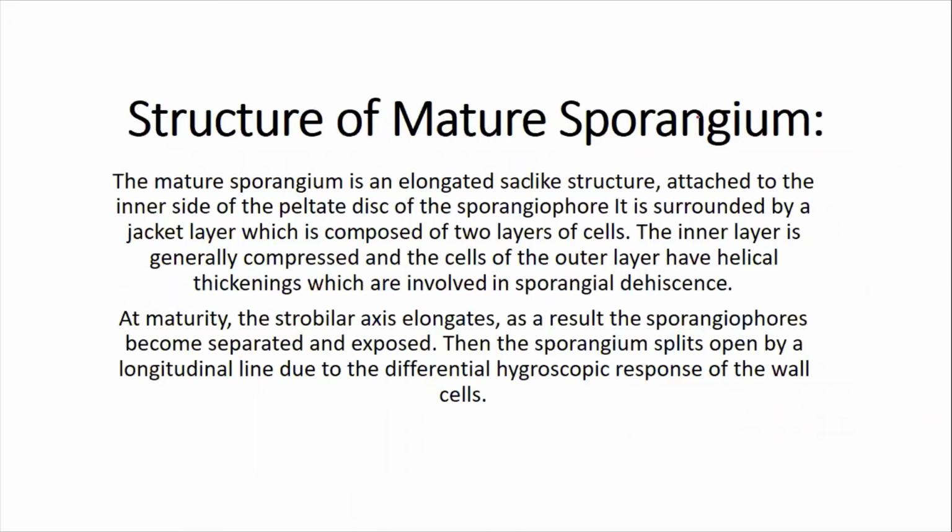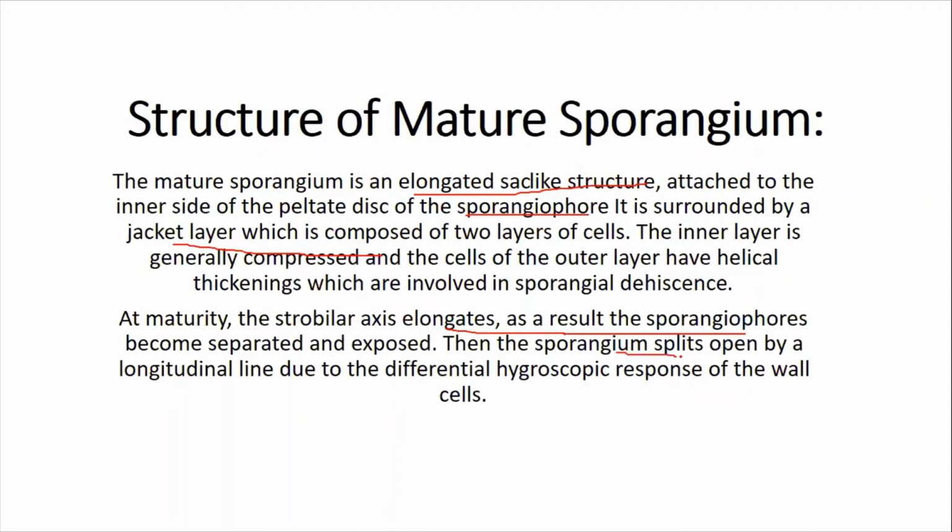Now, when the sporangium is matured, the mature sporangium is always an elongated sac-like structure which is attached to the sporangiophore. It is also surrounded by a jacket layer. The inner layer is generally compressed and the cells of the outer layer have helical thickenings. At maturity, when the sporangium is filled with spores, the axis elongates and it becomes separated and exposed from the sporangiophore.